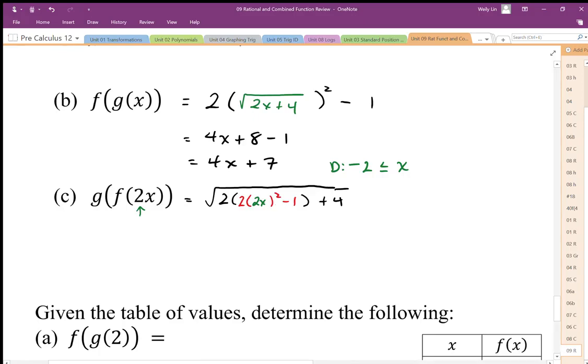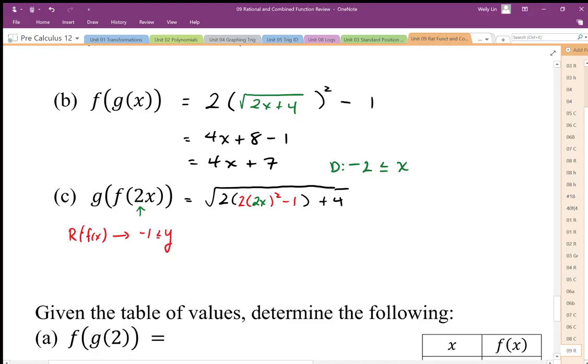Now this one's a little bit more complicated. We know that any number can fit into 2x, so that's all real numbers. We know that the quadratic can take on a domain of all real numbers. So we just have to worry about the range of this quadratic, because the range of this quadratic has to fit the domain of the g function. So the range of the quadratic, f of x, is going to be y is greater than or equal to negative 1.